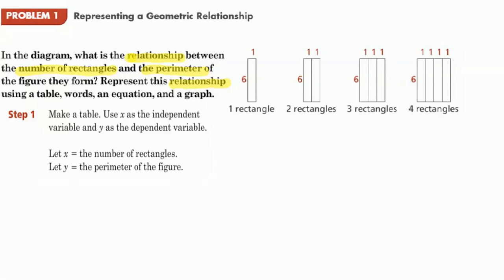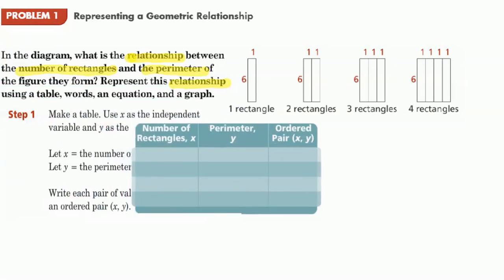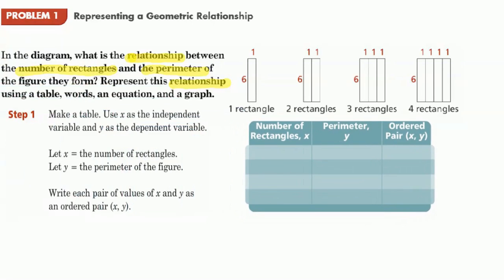Now that we know our x and y, now that we know what's our independent and dependent, we're going to write each pair of values of x and y as an ordered pair xy. And we're going to start by using a table. So I'll put a blank table here. Number of rectangles is our x. Our perimeter, which depends on the number of rectangles, is our y. And then our ordered pair is xy.